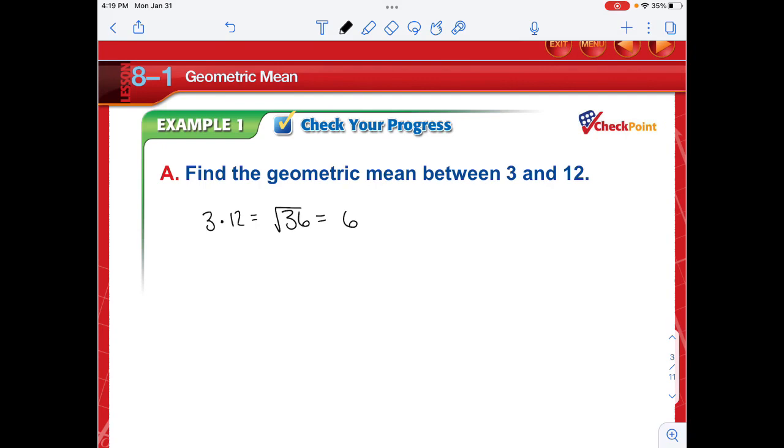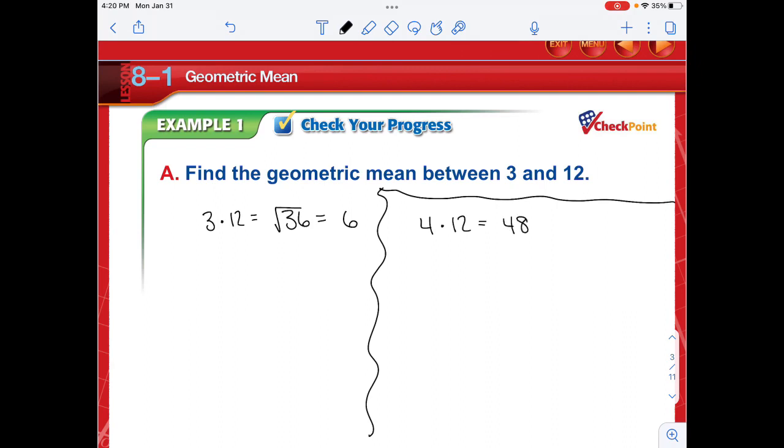Now, not always is every problem going to be a perfect square. For example, if we try something different, let's do, say, 4 and 12. If we're trying to find the geometric mean of these, you go ahead and you multiply them. You get 48. And then you have to take the square root of this. Now, it's not a perfect square. We also want to just reduce radicals and not get decimal answers for now. So we have to go ahead and do our factor tree here.